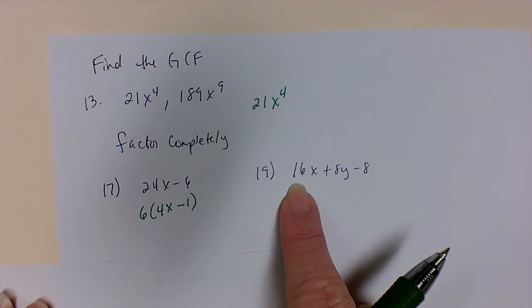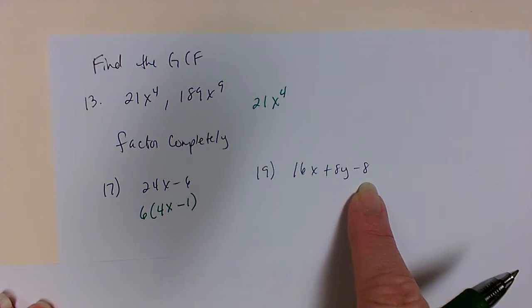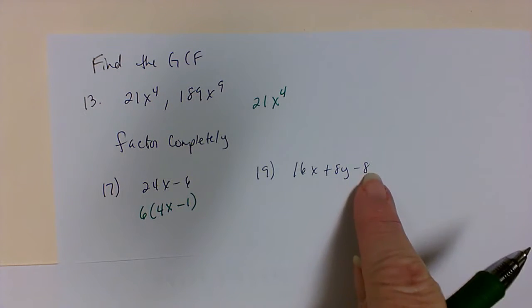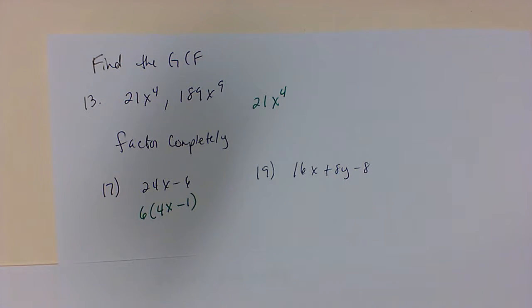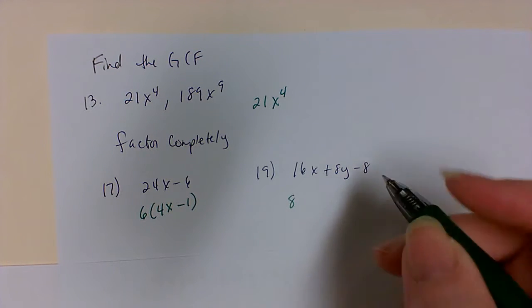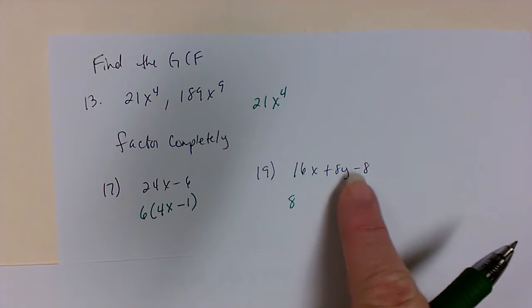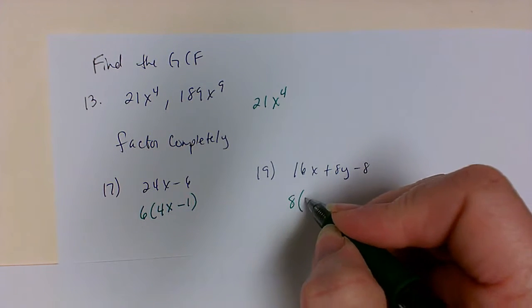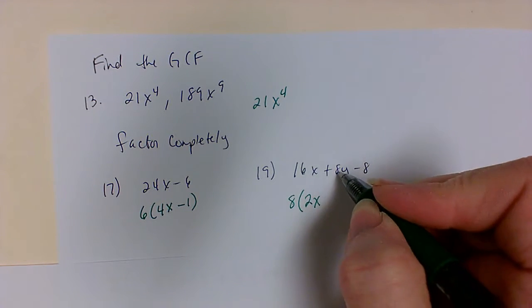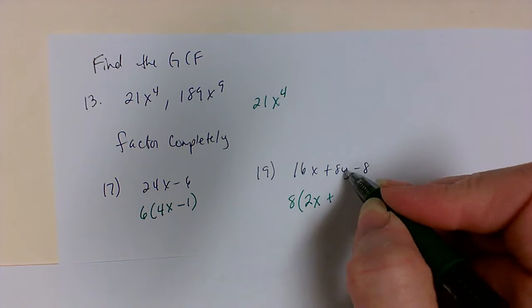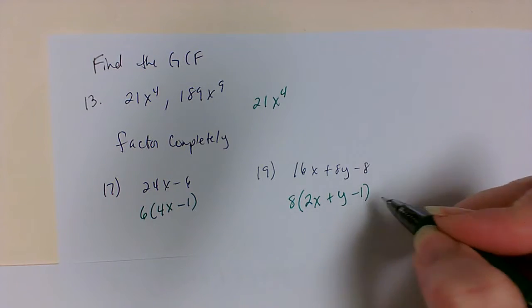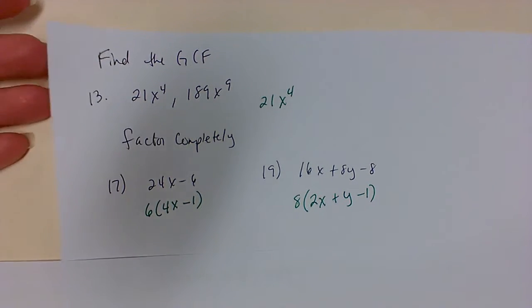When we look at this one, even though it has 3 terms, we're also looking to see if our smaller number goes into our bigger numbers, and 8 does divide into 16. So that's going to leave us with an 8 as a factor. They both don't have x and they both don't have y, so it'll only be 8. 16 divided by 8 is 2 with our x. 8 divided by 8 is 1 with my y. And negative 8 divided by 8 will get me negative 1. And that's all you got to do.